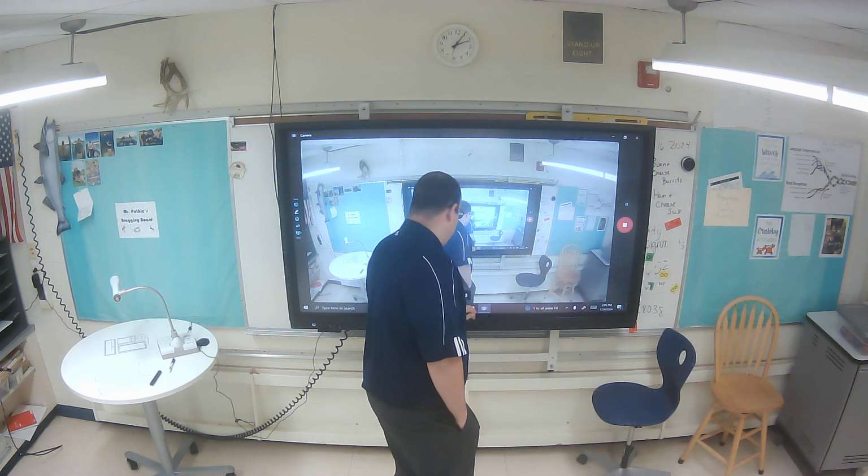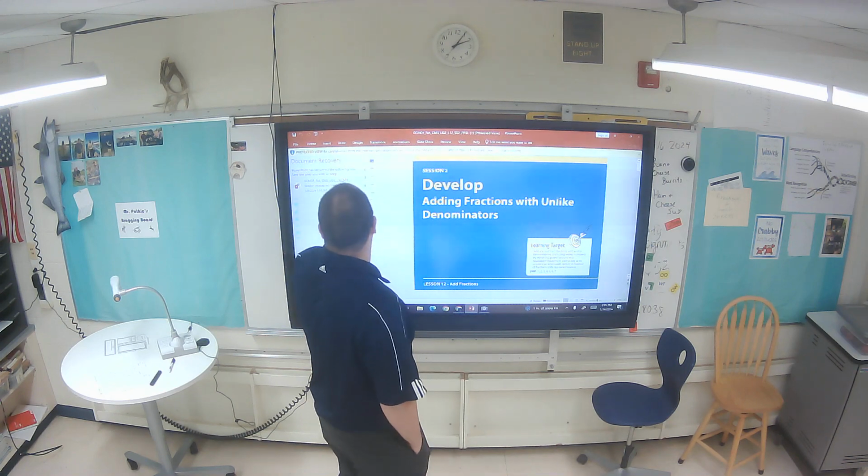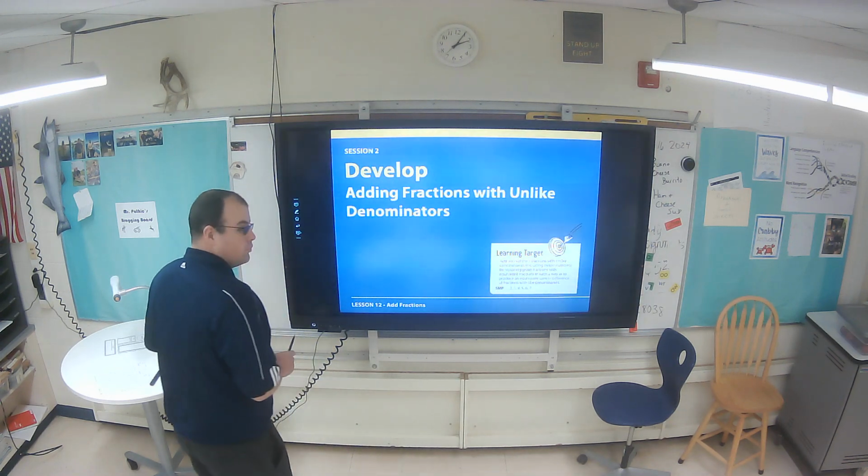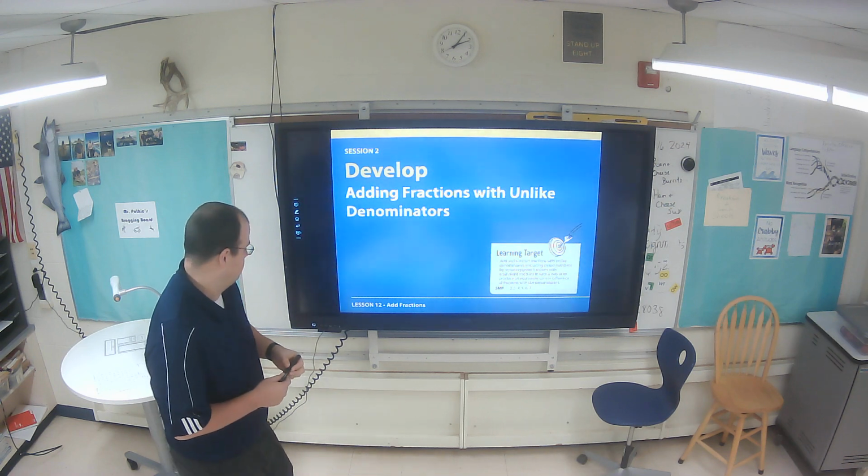Alright, so today we're adding fractions with unlike denominators. What does it mean to add fractions with an unlike denominator? What does it mean to have an unlike denominator?